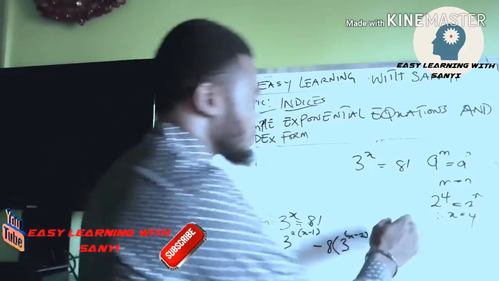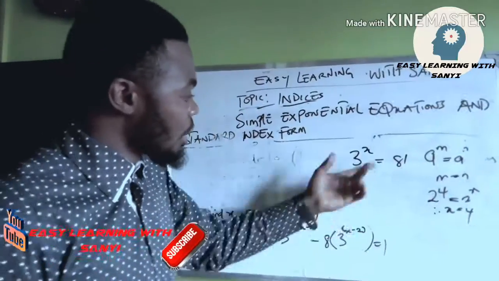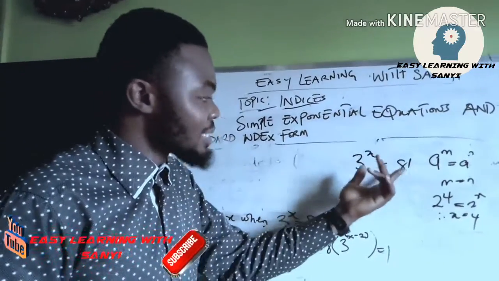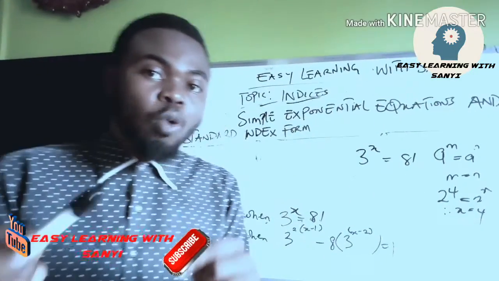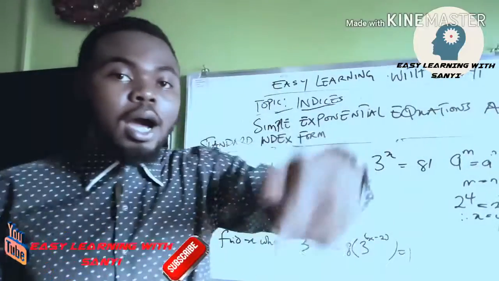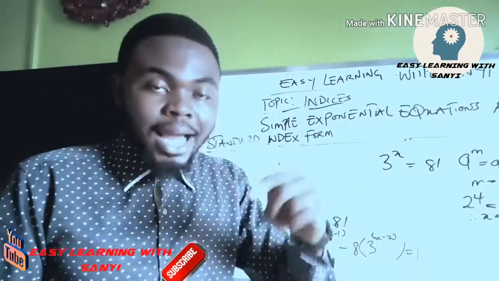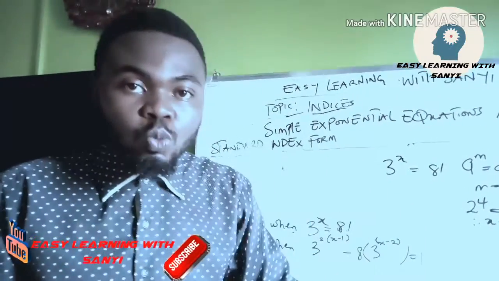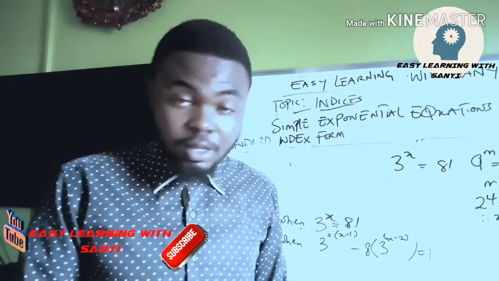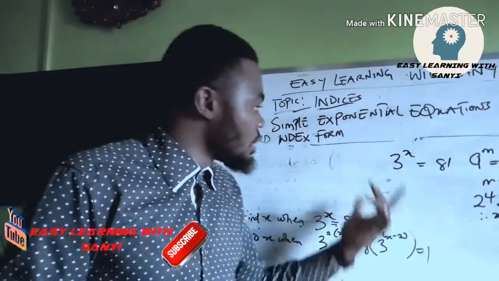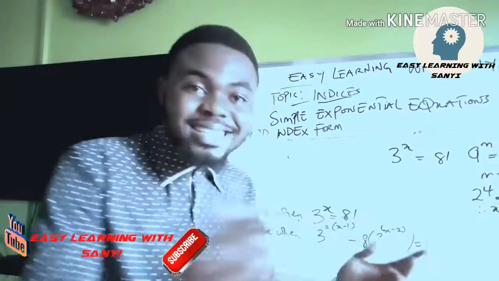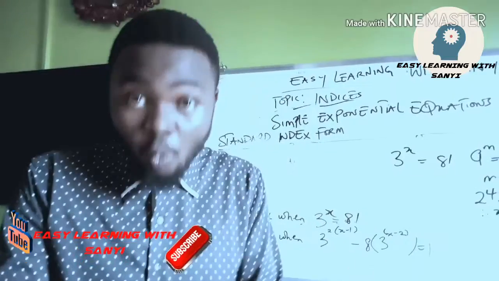So now, for example, you are asked to solve this equation. What do you do? Since this is 3 raised to power x and this is 81, how I normally go about this question is, I look for a number. I ask myself, 3 raised to power what will give me 81? That is how I solve this kind of question when I encounter them. Because the bases have to be the same for the powers to be equal.